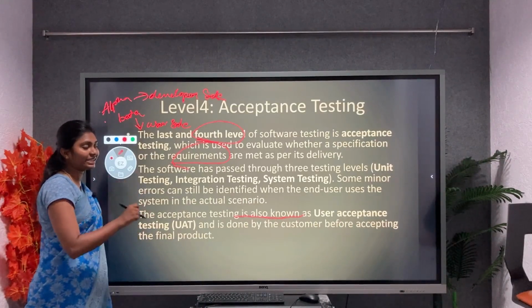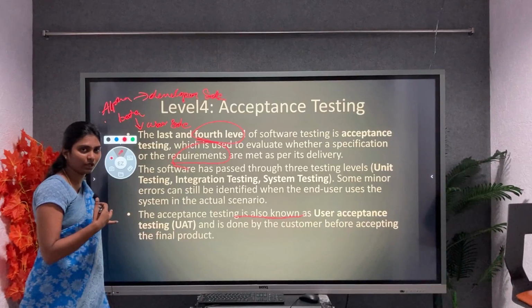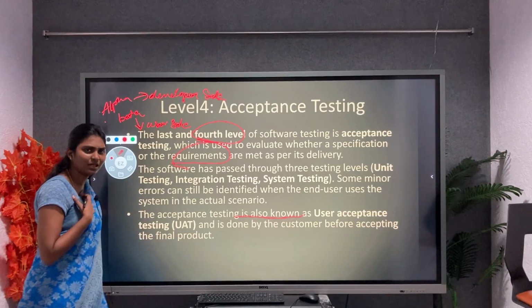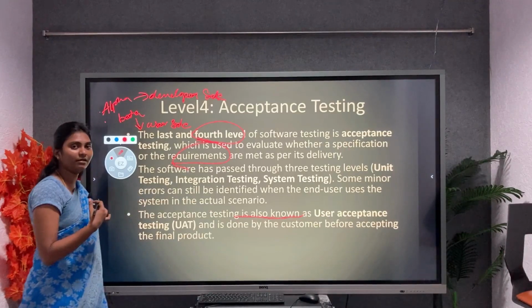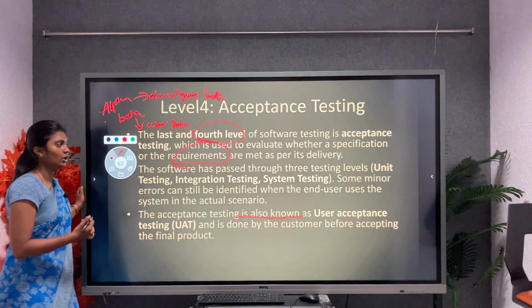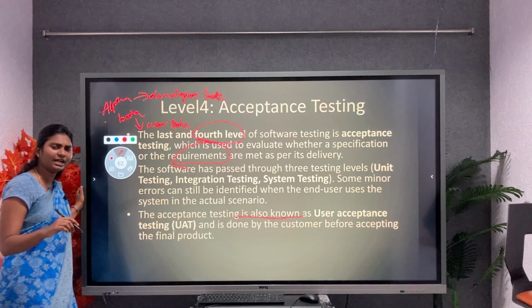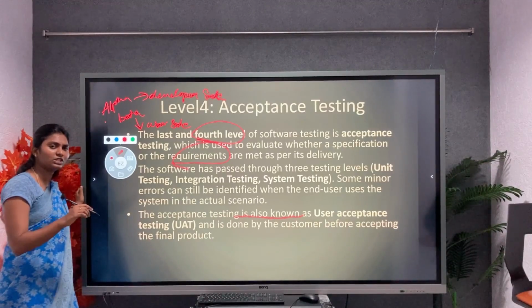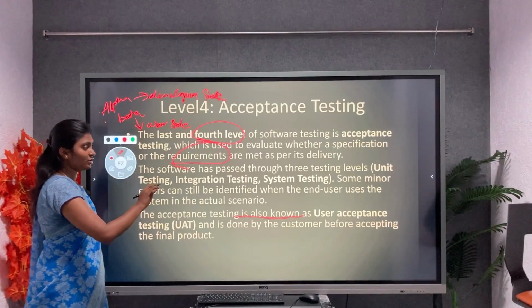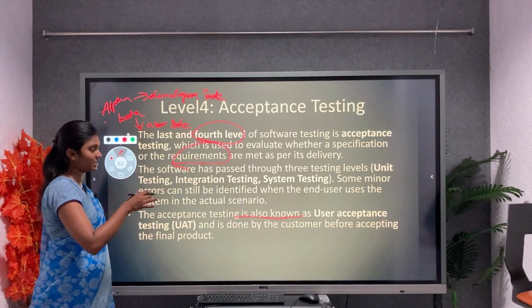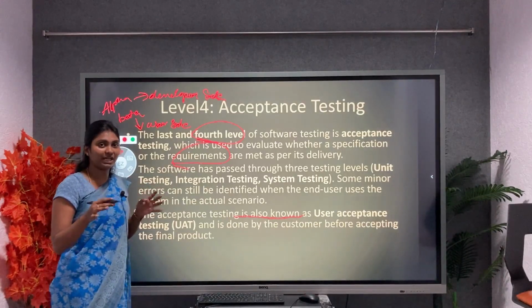Why? Because acceptance testing is given by the user. So the user must accept the developed product, right? He has to receive the product in the right way. So he has to check all the guidelines and all the requirements given by the developer. These are also involved in acceptance testing, which passes through three testings.